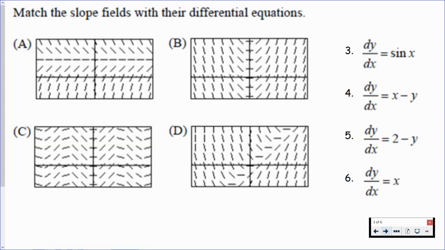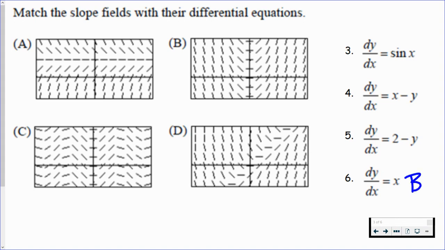Let's also take a look at some matching. We have 4 slope fields and we want to match them up with their differentials. Couple of things that I would go through when I'm looking for these. Right away, I'm drawn to number 6, which is in terms of x only. So for example, x equals 0 should have a slope of 0. When it's x equals 1, should be a slope of 1. When it's x equals 2, should be a slope of 2. So when I start to look at which graph kind of fits that bill, we could see that B matches up.